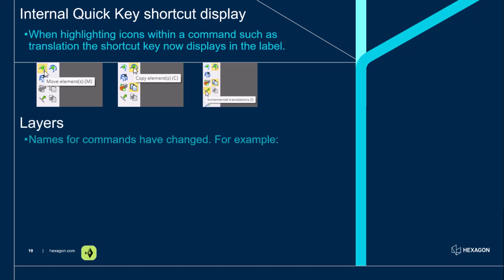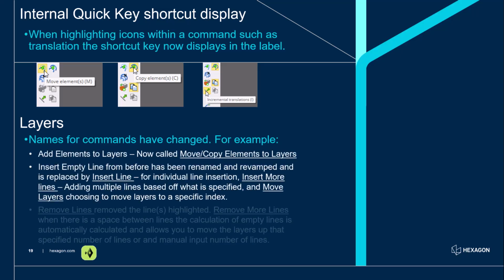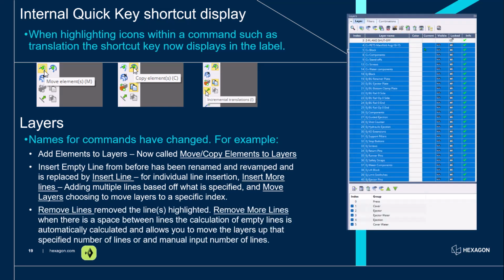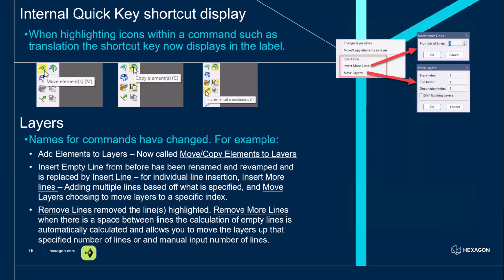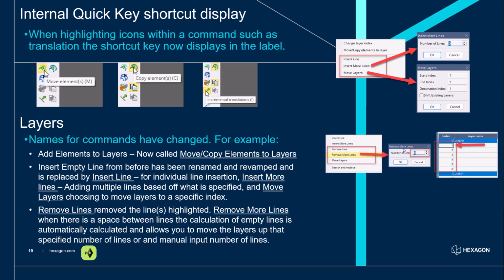And within layer, there's been some name changes to the layering structure. So for example, add elements to layer is now called move copy elements to layer. When it comes to insert lines, there's now insert line, insert more lines, and move layers as well. And you have remove lines and remove more lines. This makes it easier for navigating within the layer management. And in the video, we're going to highlight some of the features that are available within 2025.4.